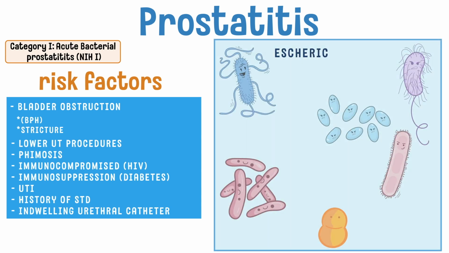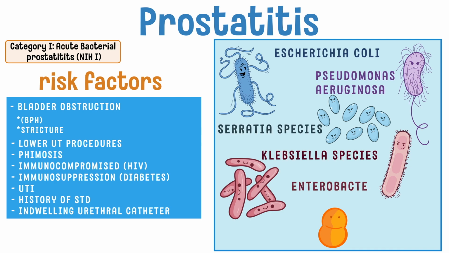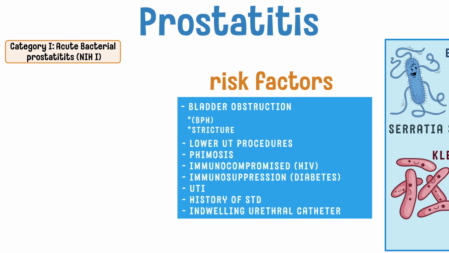The most common one is Escherichia coli. Other organisms include Pseudomonas aeruginosa, Serratia species, Klebsiella species, and Enterobacter aerogenes. Gram-positive organisms include Enterococci. Patients with a history of HIV infection should be checked for atypical pathogens.